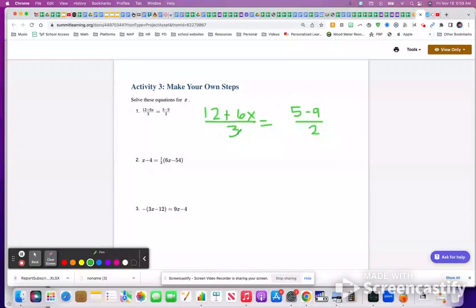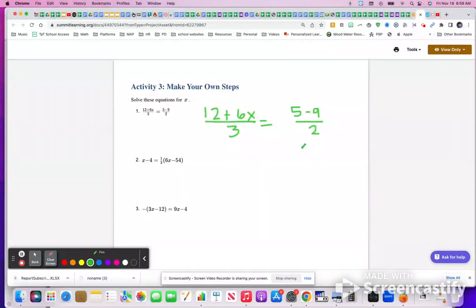I was thinking I would get rid of that 3, but I think I'm going to just get this simplified, because what's 5 minus 9? Well, 5 minus 9 is just the same as negative 4. And negative 4 divided by 2 is just negative 2. So now I have 12 plus 6x divided by 3 is equal to negative 2. And that just feels like it'll be a little bit easier for me to solve.